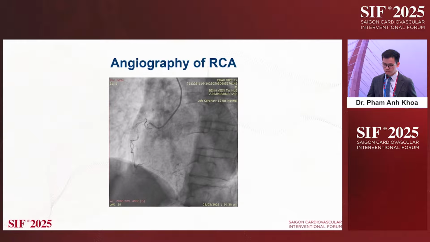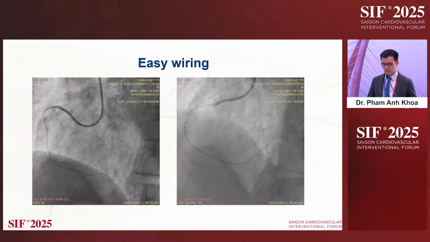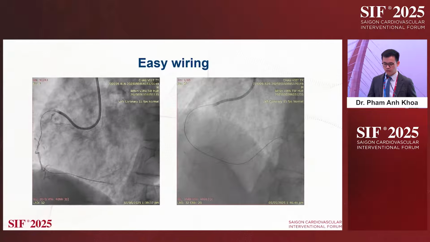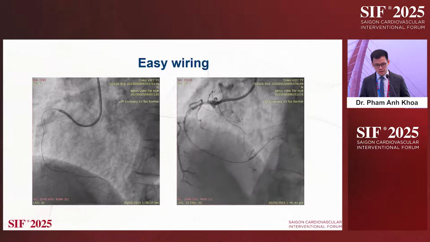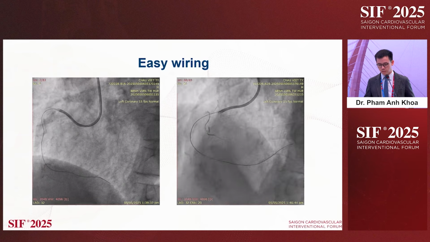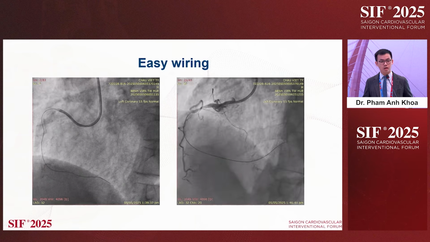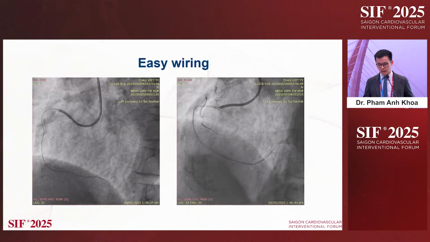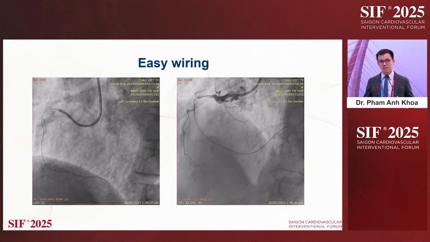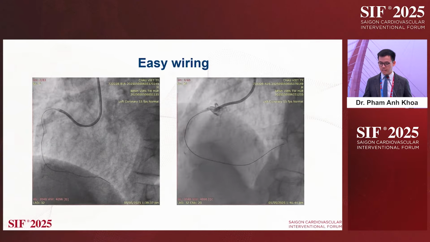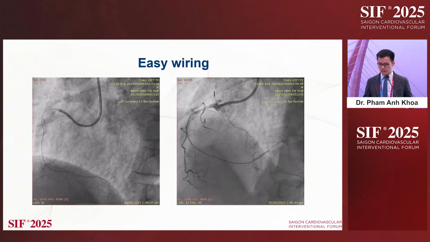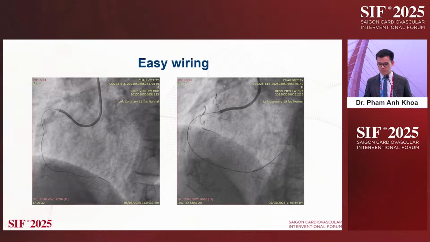I think it's an easy case, so I used a Fielder XT wire and a Sion Blue wire, and it's easy to go through the lesions. And I think at that time it was basically finished. This case was going quite smoothly. Just balloon and put the stent in.